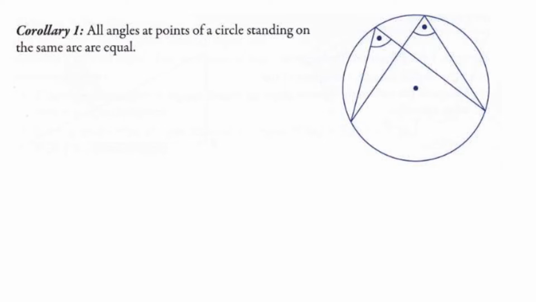So corollary 1 of theorem 19, a corollary is just an add-on to the theorem. It states that all angles at points of a circle standing on the same arc are equal. So again, here we have them standing on the same arc. They're starting and ending at the same point, and those two angles are equal. This is known as the bow tie rule because of how it looks like a bow tie.